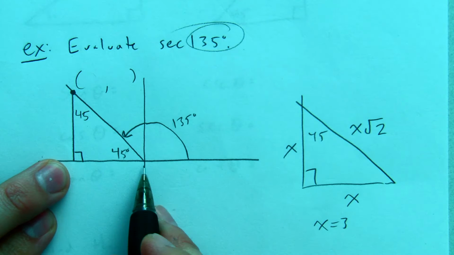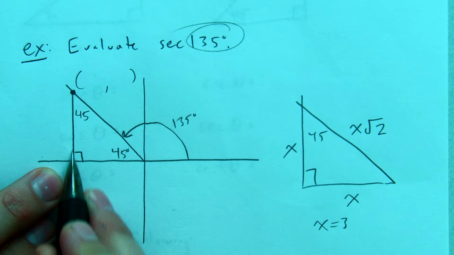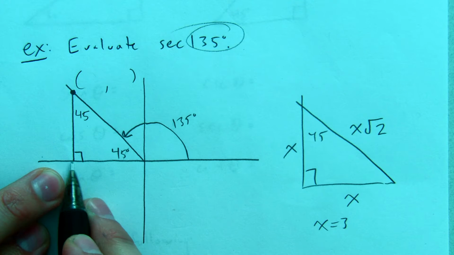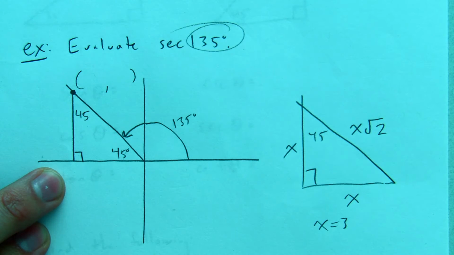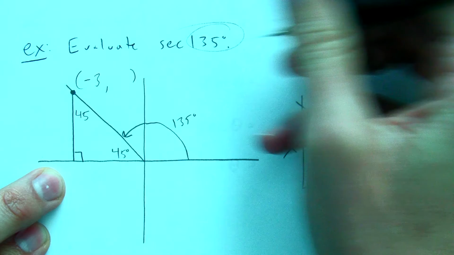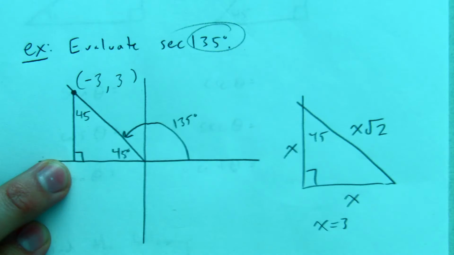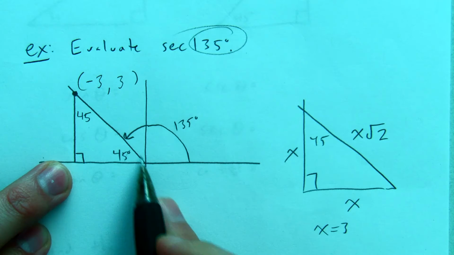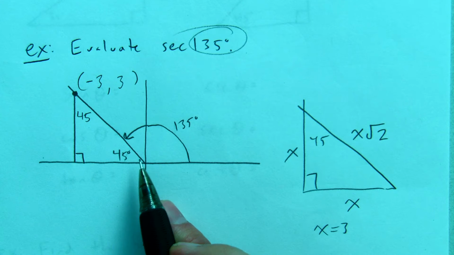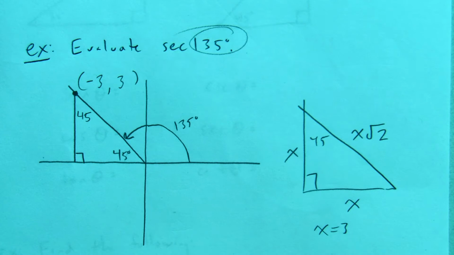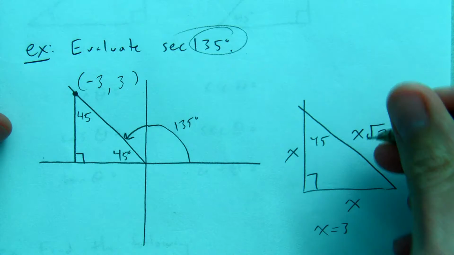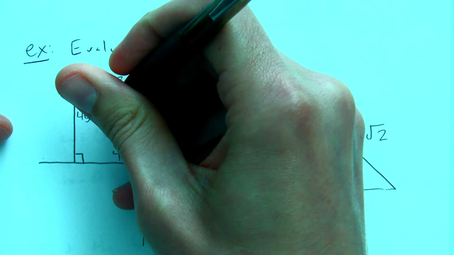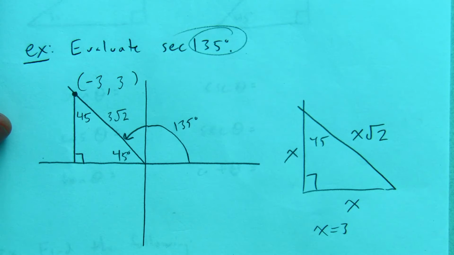Now the important thing is, if this length is 3, and this length is 3, what coordinate is this? I've gone 3 to the left and 3 up. So 3 to the left means x is negative 3, 3 up means y is positive 3. I've already found, using my special right triangle, what r is in this case, although if I forgot, I could always use the Pythagorean formula to find out. But here I already know, plugging in x equals 3, which is the number I picked, that the hypotenuse is 3 root 2. So r equals 3 root 2.